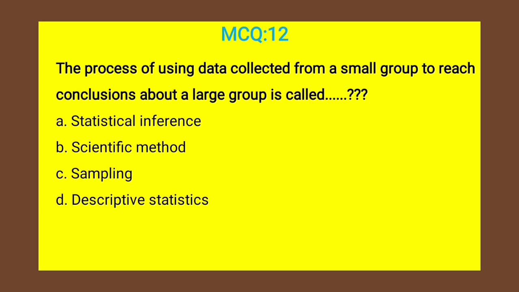Using small parts of what? A data, which is a sample, to make a conclusion about the larger what? Data, which is the population in this case. So let's take note of that. So it's what? A statistical inference. And not scientific method, neither sampling nor descriptive statistics. So let's take note of that.